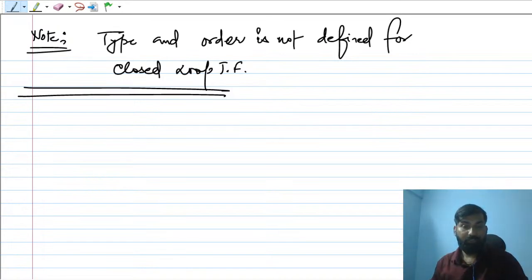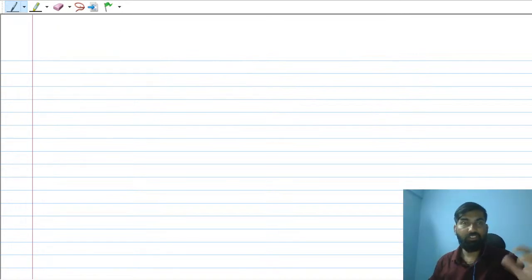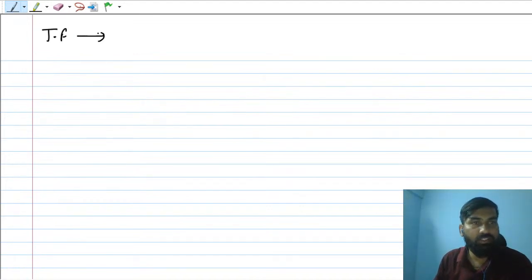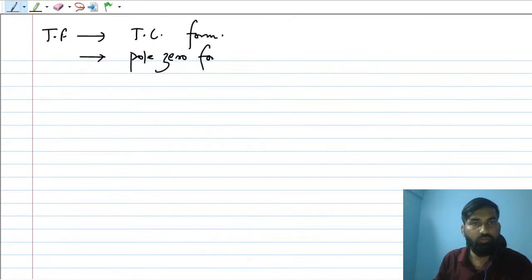Next concept is very, very important. The transfer function, I have told you, we have got two forms of transfer function. One is the time constant form, and one is the pole zero form. Understood?